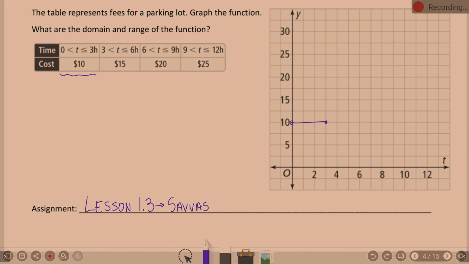Okay, next piece. If I'm parked anywhere from 3 to 6 hours, I'm going to be paying $15 to park. So at 3 hours, 1 minute, I am paying $15 instead of 10. How annoying, right? Okay, Savannah? You would go over 3 up to 15. At 3, we're going to go up to 15, and then we're going to be up at 15 until 6, all the way to 6. What about the endpoints? One open, one closed. Open and closed.